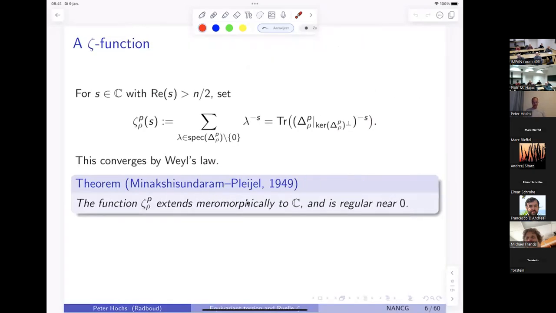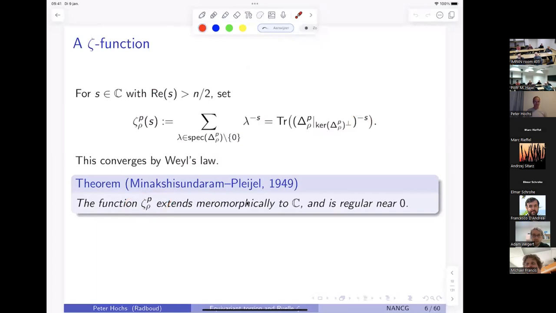And it was proved in the 40s that this extends to a meromorphic function on C, which is regular near zero. A more modern proof is using heat kernel asymptotics. This is in the book by Berline, Getzler, and Vergne as well. So this extends to a meromorphic function on C. So we can evaluate this zeta function at zero and also its derivatives.